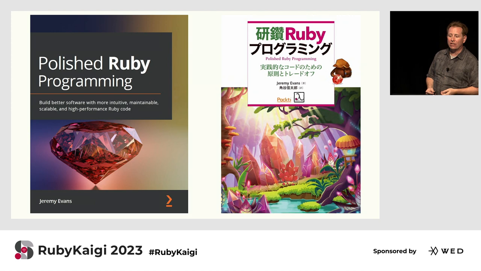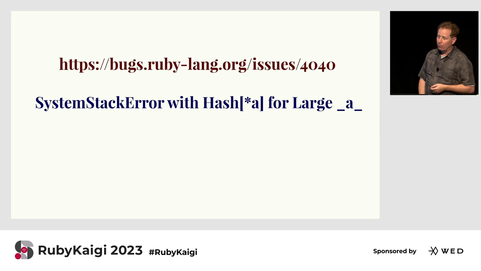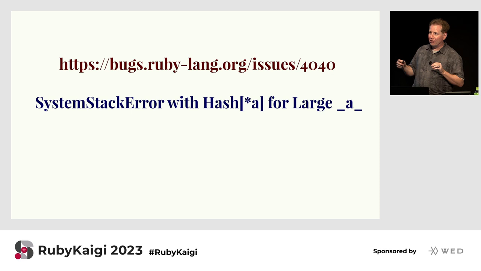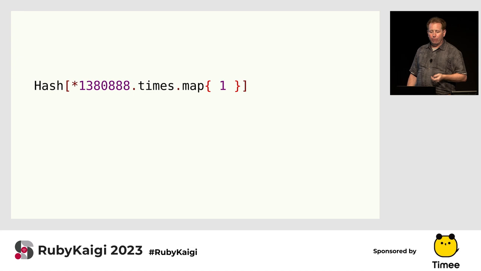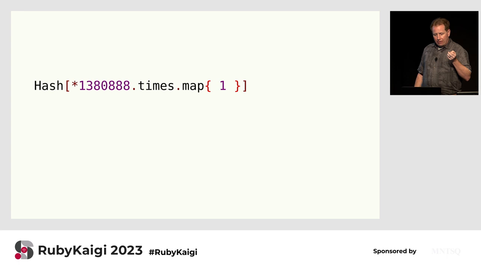So what is the second oldest bug that I am discussing? I'm referring to bug 4040, which has the subject system stack error with hash star A for large A. And the reproduction code given in the bug report was this simple Ruby code. This calls the array reference method on hash with the splat of a very large array with over a million entries. And it turns out that this bug is not specific to that hash method.